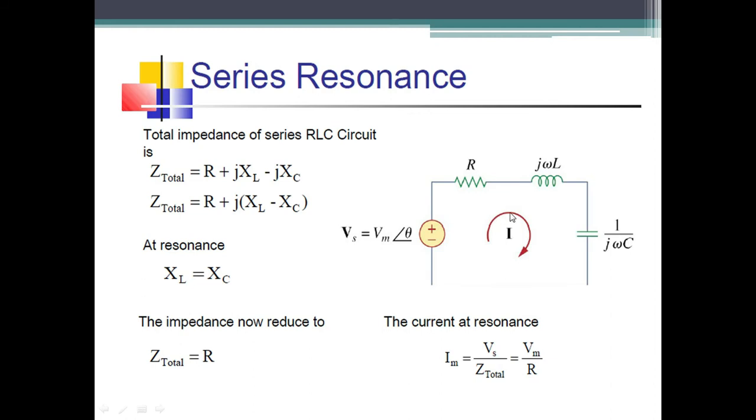Therefore, the current flows through the circuit. Once your circuit is at resonance, XL minus XC is zero, and Z total is equal to R, as already calculated. Then how much current flows at resonance? Since only the resistance is available, Im is equal to Vs upon Z total, and Vs is equal to Vm. That's why your current at resonance is Im equal to Vm upon R.